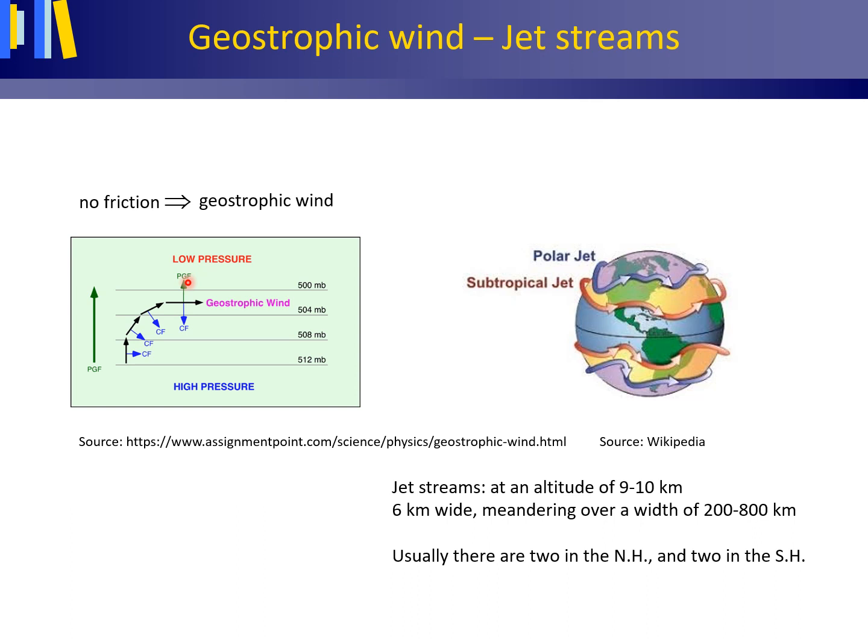These jet streams, there are actually 2 in the northern hemisphere and 2 in the southern hemisphere, are at an altitude of 9 to 10 kilometers. The jet streams are 6 kilometers wide and they meander over a width of 200 to 800 kilometers. And here you see the subtropical jet stream, also in the southern hemisphere, and the polar jet stream, also in the southern hemisphere.